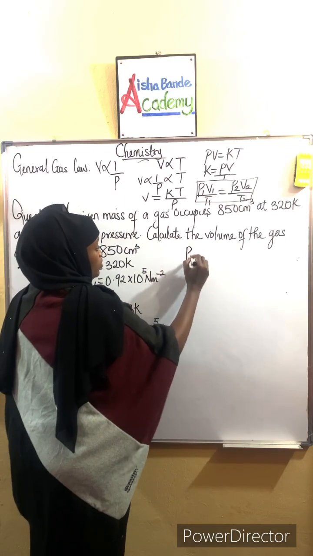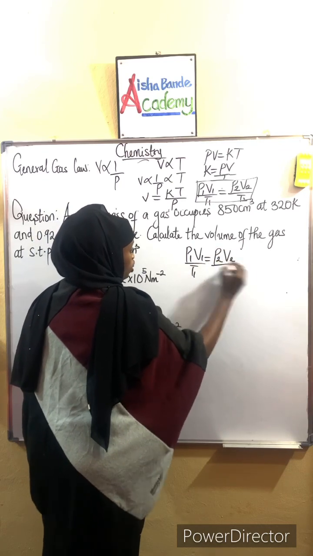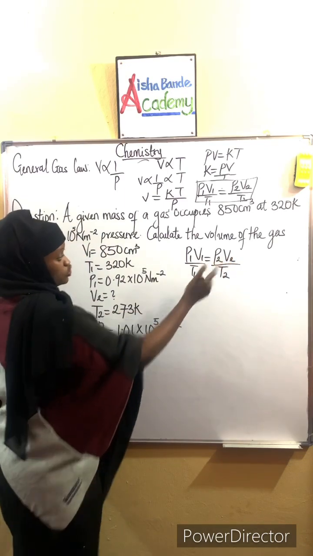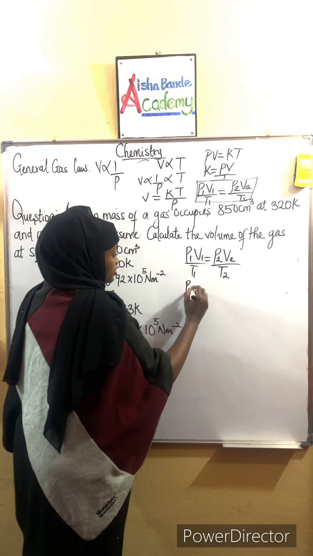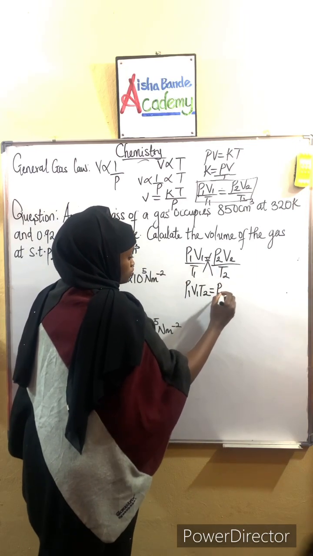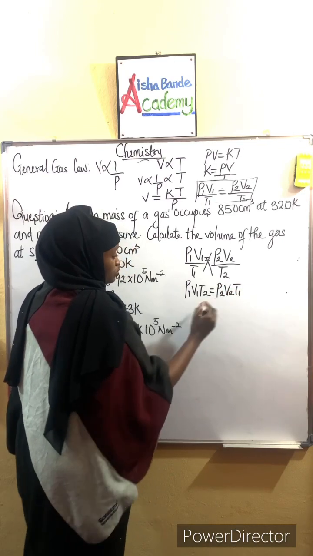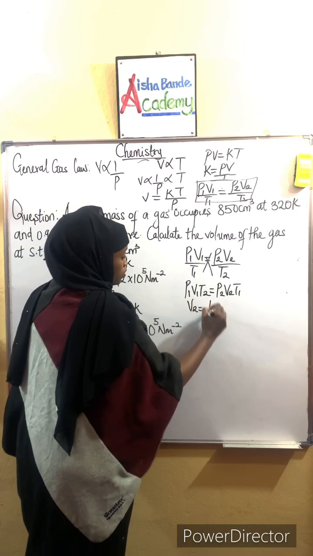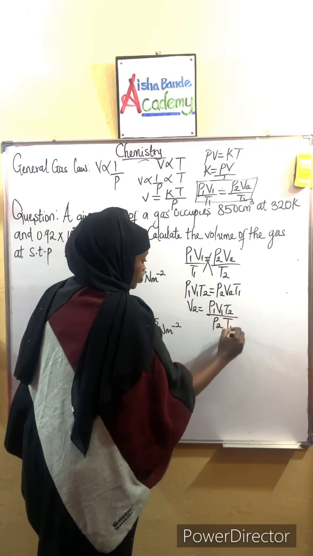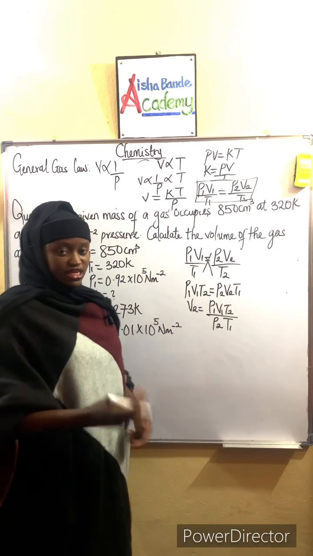So we have P1V1 over T1 is equal to P2V2 all over T2. So in this, we have to find the value for V2. So let's make V2 the subject of formula here. So we have P1V1T2, that's when we cross multiply, is equal to P2V2T1. So making V2 the subject of formula, this gives us V2 is equal to P1V1T2 all over P2T1. So now with this relation, we can substitute in the values given and get the answer.